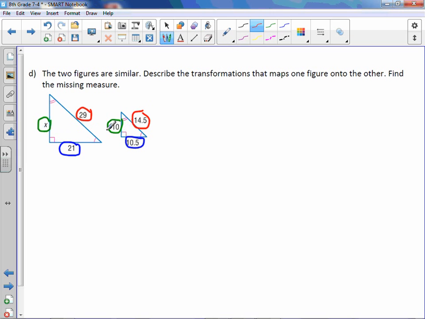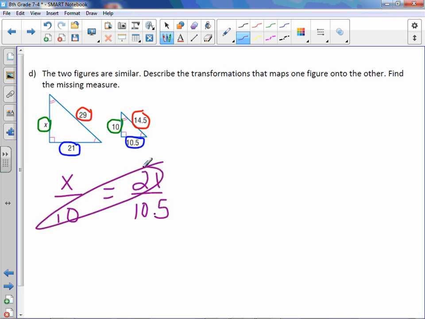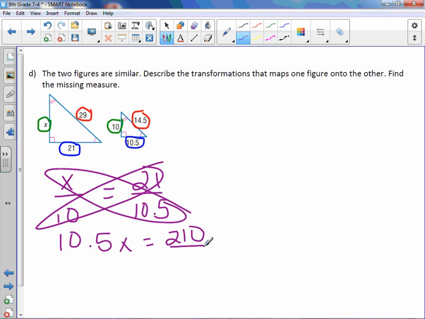My x is in green, so I definitely have to use green, and then you decide what you want to use. I will use blue again. It doesn't matter. So our green, x over 10 equals 21 over 10.5. Cross multiply. 10.5x equals 210. Divide by 10.5. And x equals 20.